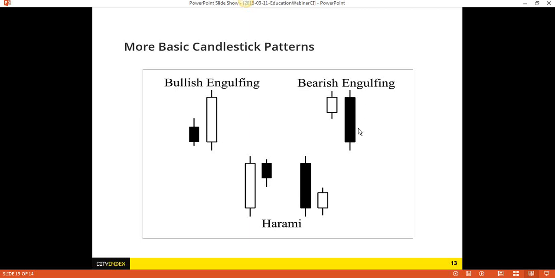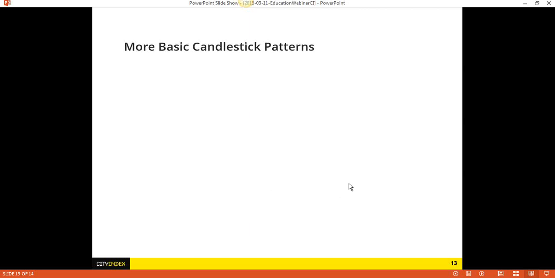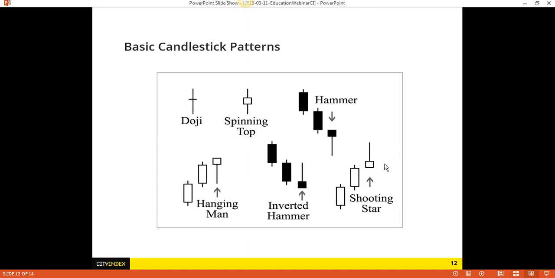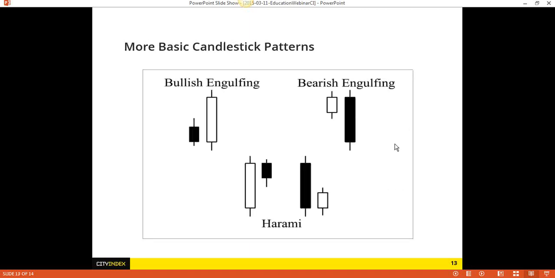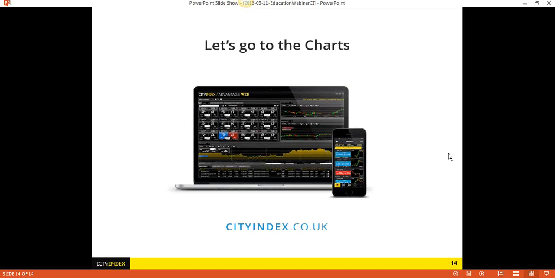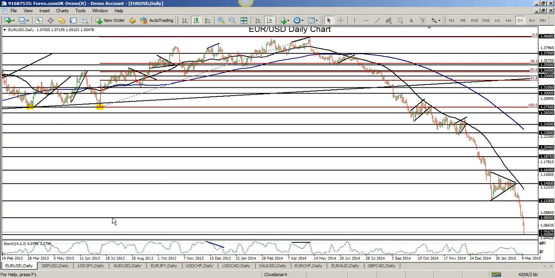Okay, same with the bearish engulfing candle, but to the other side, to the downside. Harami, same type of thing, not as strong a signal. If I were to pick my favorite signals, they would definitely be the hammer and the shooting star, maybe the engulfing patterns as well. Okay, so let's go to the charts. Let's show this real quick.